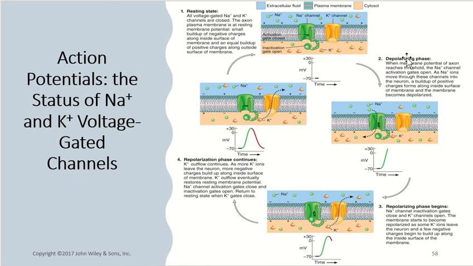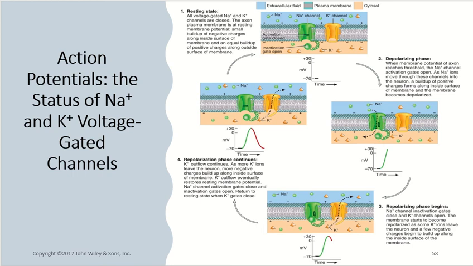So let's look at the steps involved in creating these action potentials, specifically with regard to our sodium and potassium voltage-gated channels. All right, so we're going to start up here with this little picture in step 1, the resting state. During this state, all of the voltage-gated sodium and potassium channels are going to be closed. The axon plasma membrane is going to be at a resting membrane potential with a small buildup of negative charges along the inside surface of that membrane, and then an equal number of positive charges built up along the outside surface of the membrane.